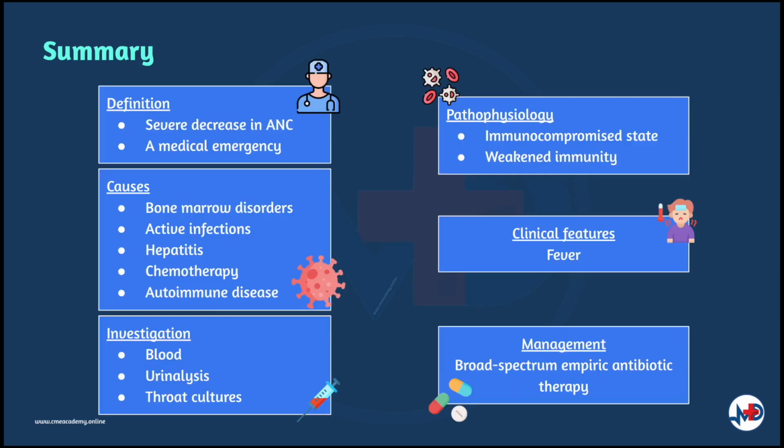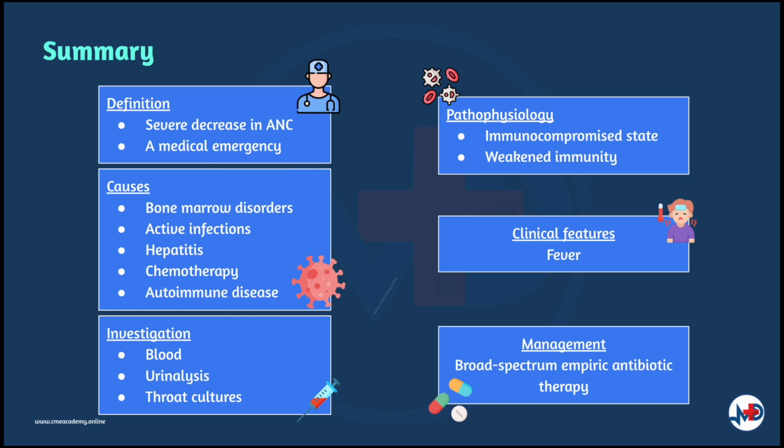In summary, neutropenic fever can be dangerous and is considered a medical emergency as a severe decrease in the absolute neutrophil count compromises the immune system's ability to fight against opportunistic infections. In immunocompromised states, patients lose or have weakened immunity to fend off infections, leaving the host open to invasion from an infectious pathogen. The causes of febrile neutropenia are bone marrow disorders, active infections, sepsis, hepatitis, chemotherapy, and autoimmune diseases. In the presence of neutropenia, the usual signs and symptoms of infection may be reduced or absent, and often fever is the only reliable symptom.